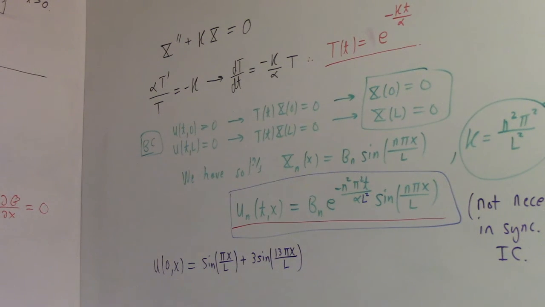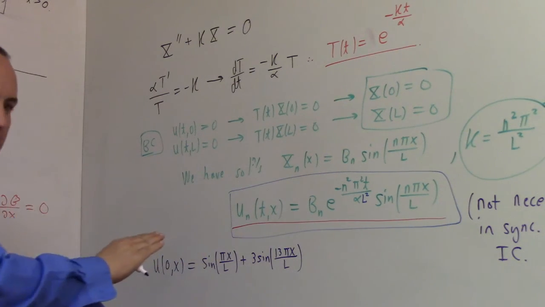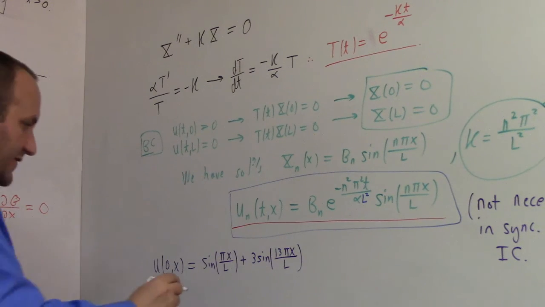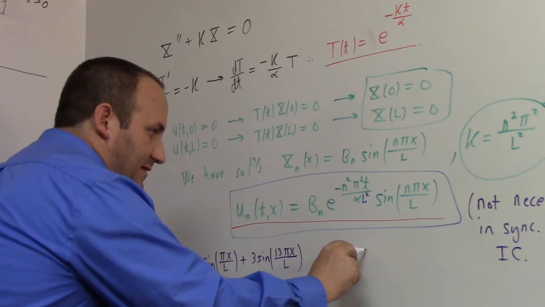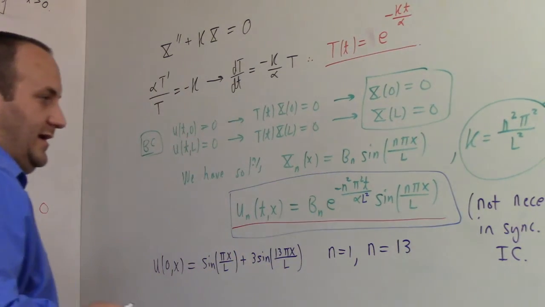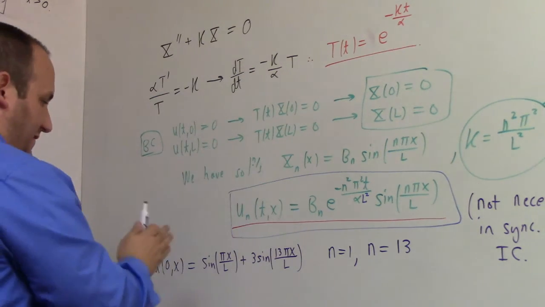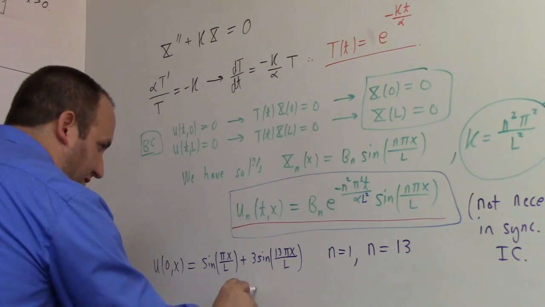So, basically, I can go, oh, okay, I know where these are coming from. I look up here and go, well, common sense tells me for my general solution, I need to pick up n equals 1, right? And n equals 13? And apparently I need coefficients of 1 and 3. So I can read straight off my solution.